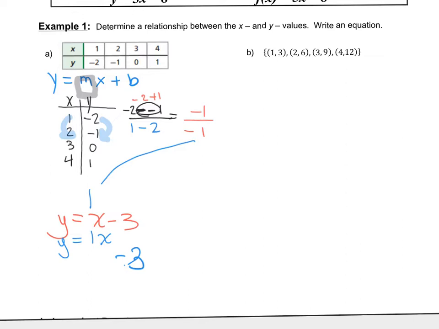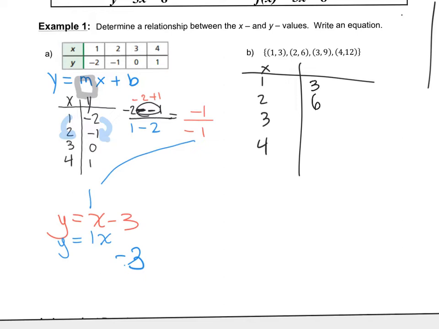So if I was to write these as a table of values, I would write 1, 2, 3, 4, and then 3 goes here, 6, 9, and 12. Without looking at the crazy function equation formula, the change of y, the y subtraction. Can you see what you're doing?